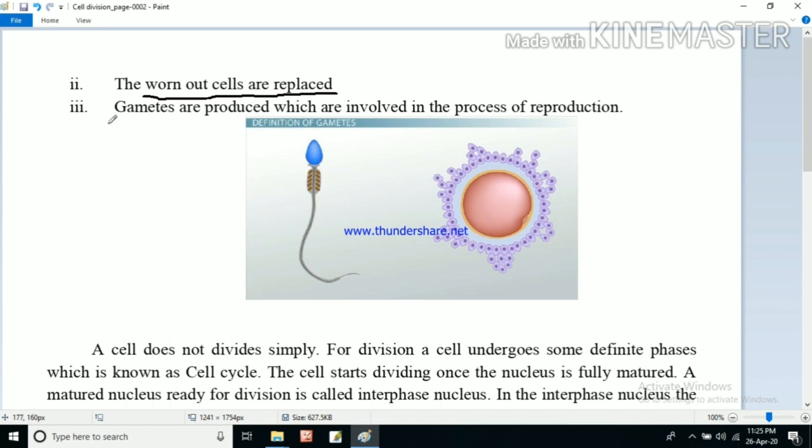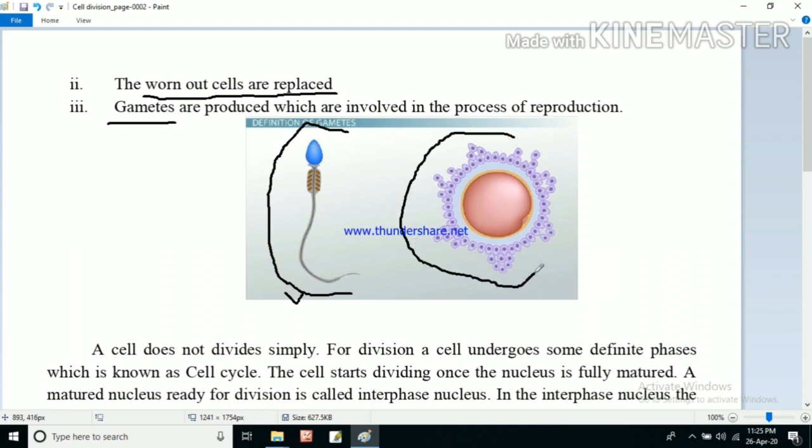So what is a gamete? We have seen gonads, that is the testis in males and ovaries in females. Here we talked about reproductive cells or germ cells. Germ cells divide and form gametes. This is the male gamete, the sperm, and this is the egg or ovum, the female gamete. These gametes are produced from the reproductive or germ cells.